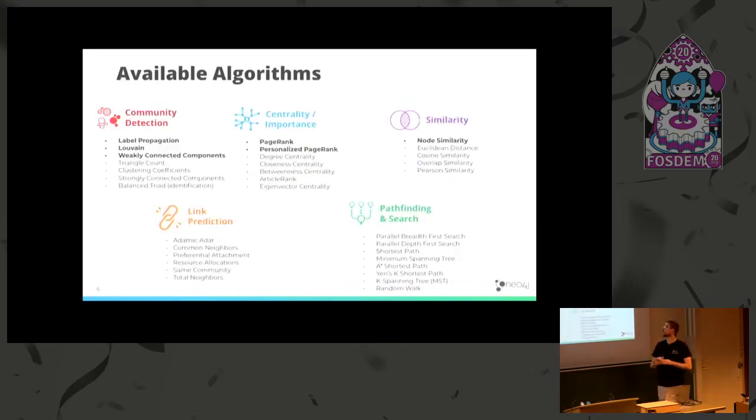So what kind of algorithms do we have? I already hinted towards that. We have community detection to find clusters of nodes that somehow belong together. We have centrality or importance of certain nodes. PageRank is probably the most well-known there, or between the centrality. Similarity algorithms, link prediction, and pathfinding and search.